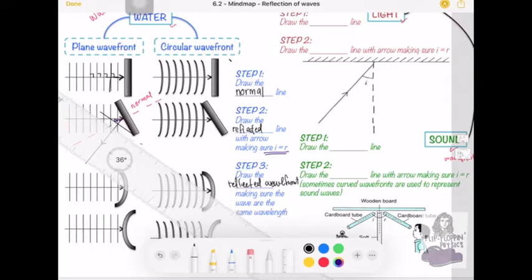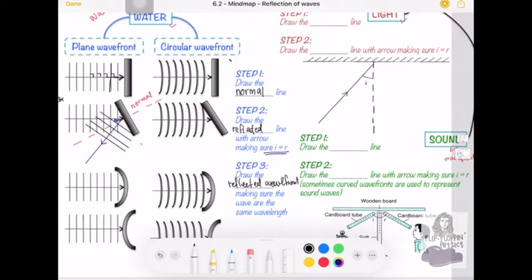And when I draw this wavefront, I just gotta make sure that my wavelength is the same as previous, because wavelength doesn't change. Usually for SPM, 3 lines is enough, but I'm just gonna add one more here, just for fun. Okay, so that's it. That's how you draw the reflected ray.